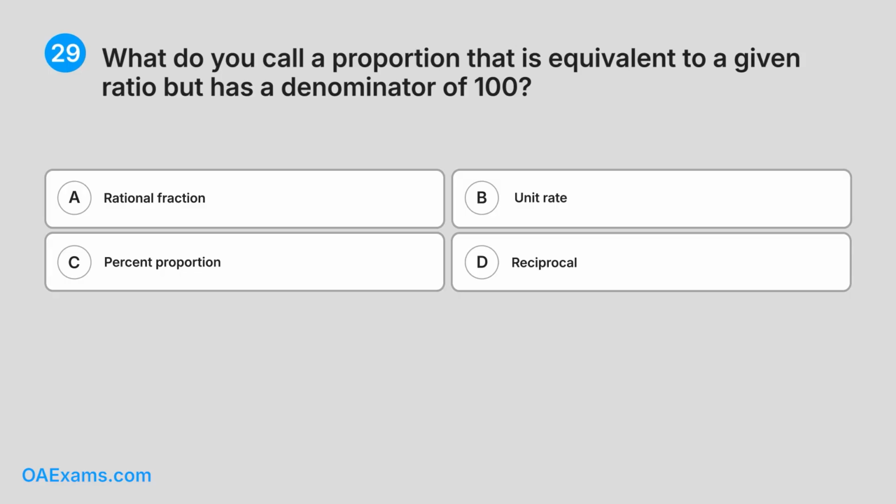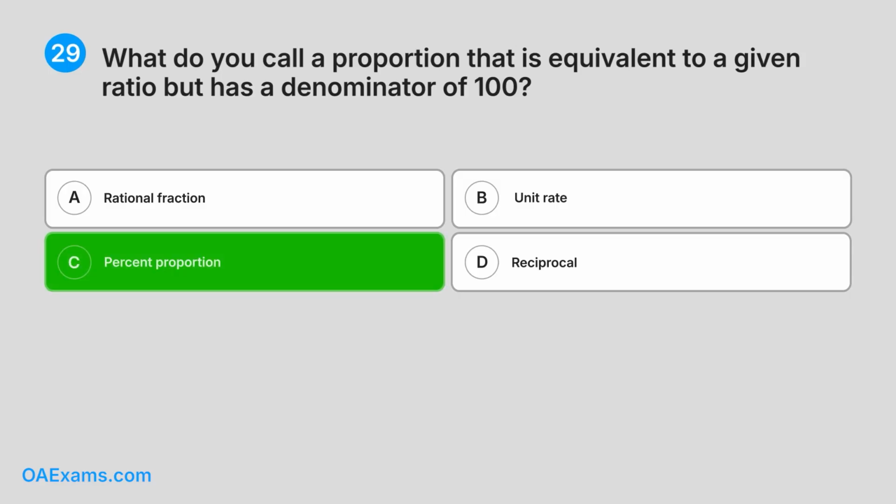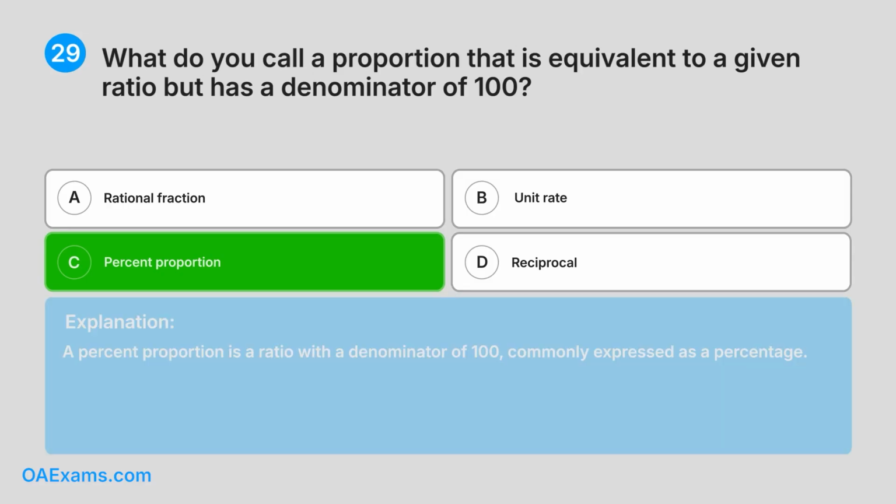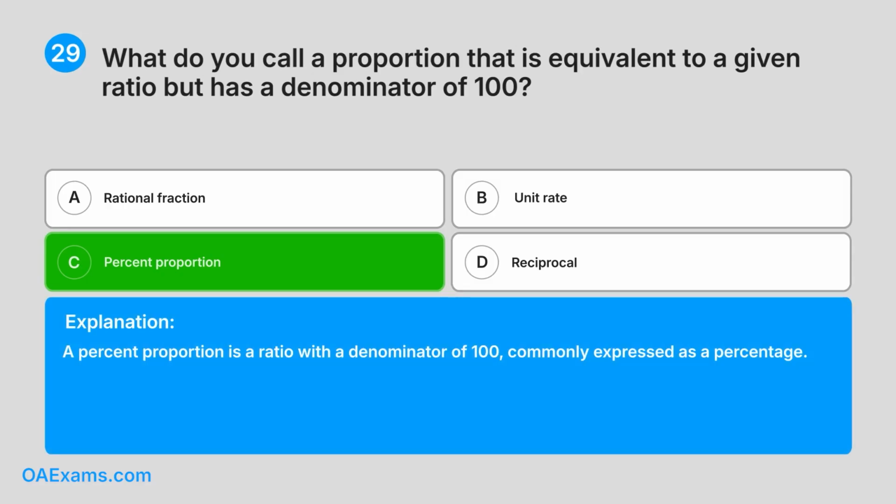Correct answer. C. Percent proportion. Explanation. A percent proportion is a ratio with a denominator of 100, commonly expressed as a percentage.